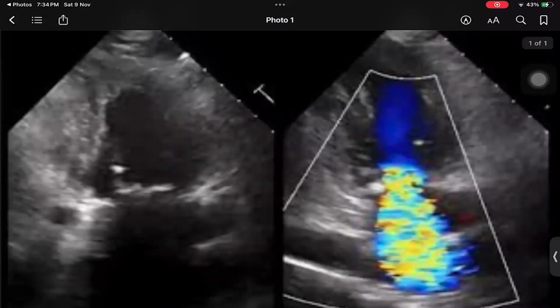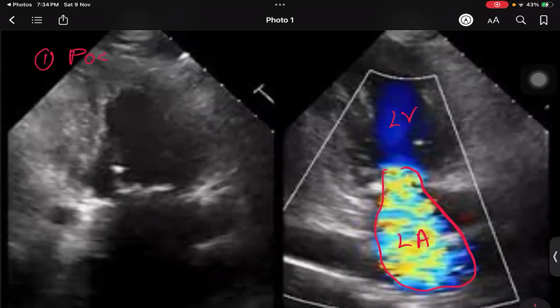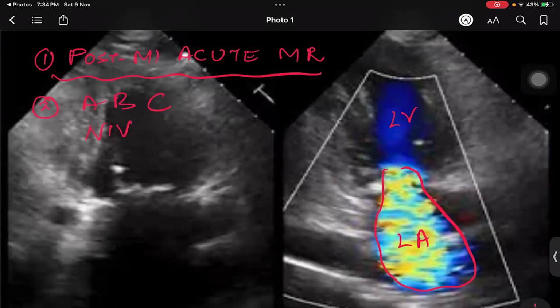So what you see here is, this is the left ventricle, this is the left atrium, and this jet is acute mitral regurgitation. So this is post-MI acute mitral regurgitation. How will you manage it? Definitely, first is ABC, second is NIV, third is diuretics, fourth is intra-aortic balloon pump, and you will give this patient vasodilators.